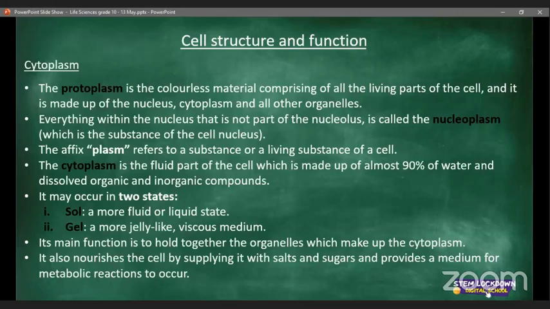The cytoplasm may occur in two states. Firstly, the sol, which is a more fluid or liquid state. And secondly, the gel, which is a more jelly-like or viscous medium.